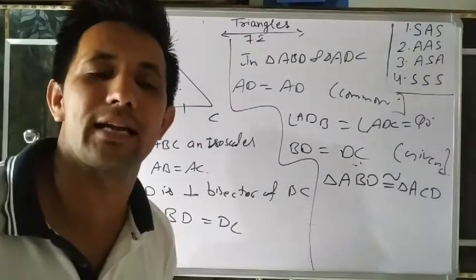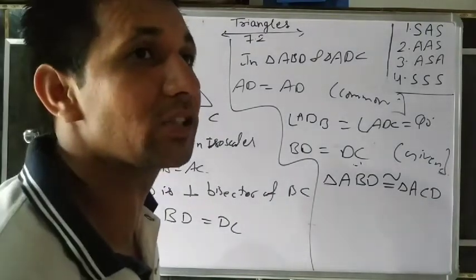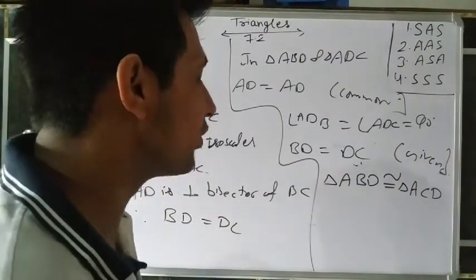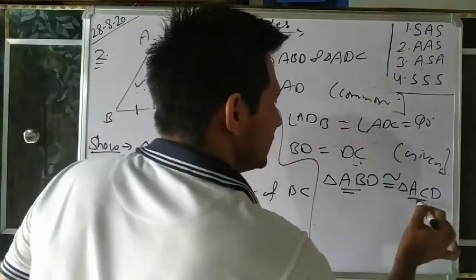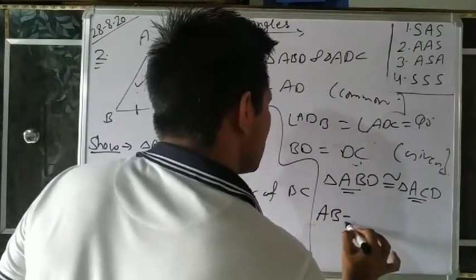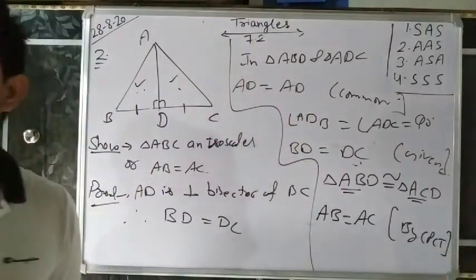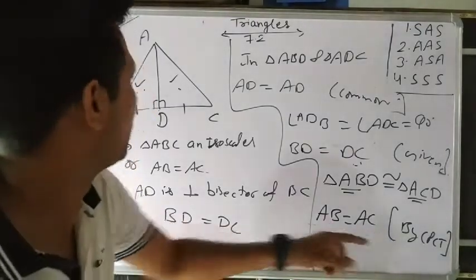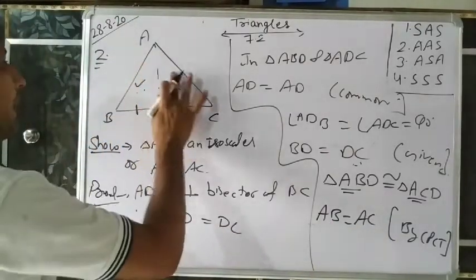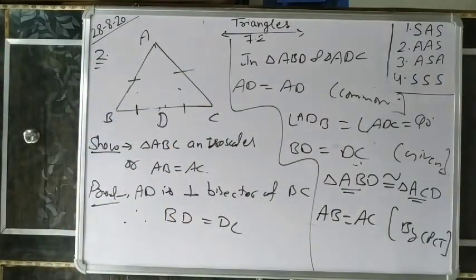And we know if two triangles are congruent, it means corresponding parts are equal. Because what we want to prove is that AB equals AC. That means AB equals AC by CPCT, corresponding parts of congruent triangles. If AB equals AC, it means ABC is an isosceles triangle.